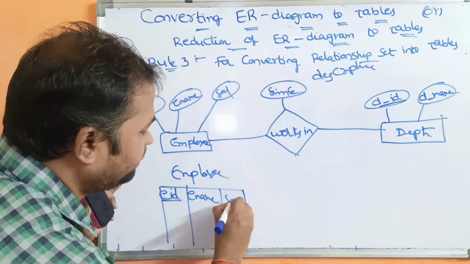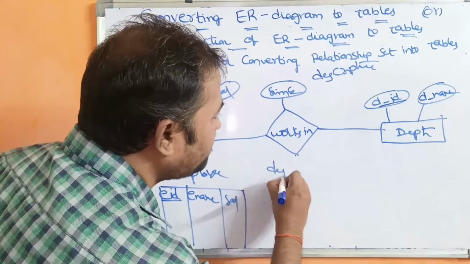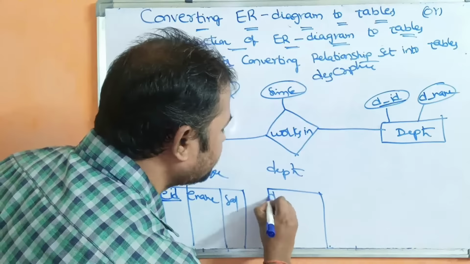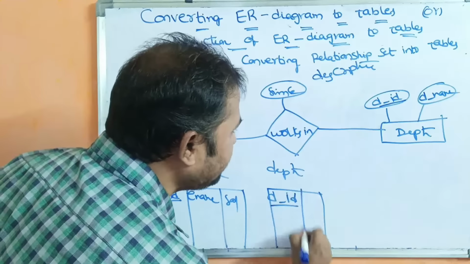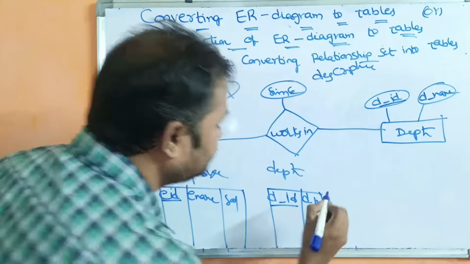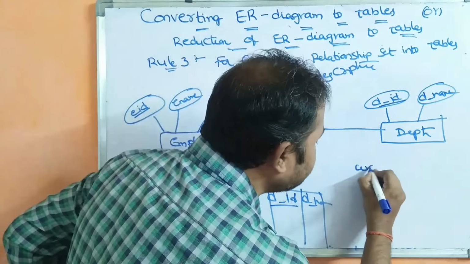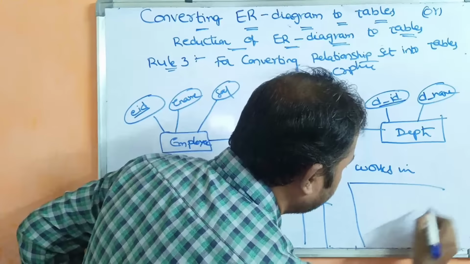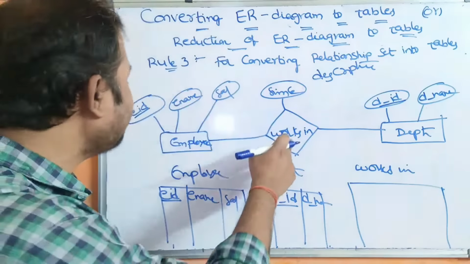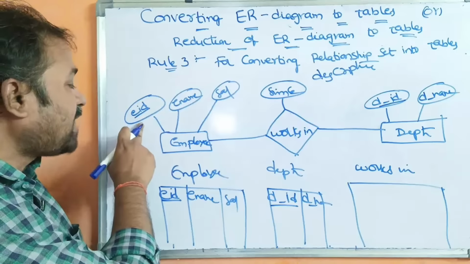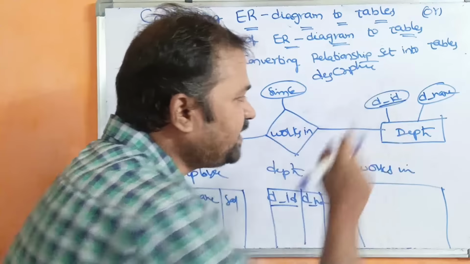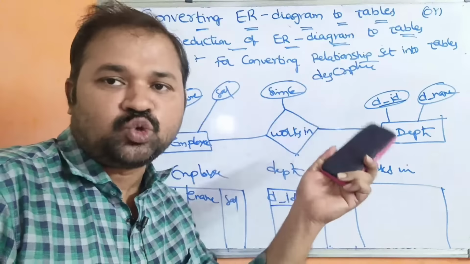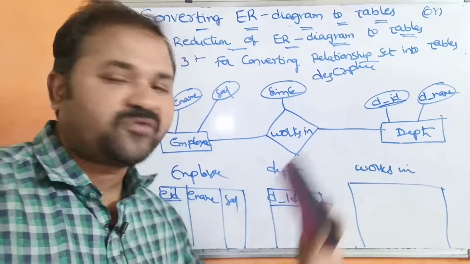and salary. The second table is the department table, and the columns of the department table are department ID, which is primary key, and department name. And the next table is the works in table. In the employee table the primary key is employee ID. In the department table, the primary key is department ID. Now those two keys will become the foreign keys of the works in table.